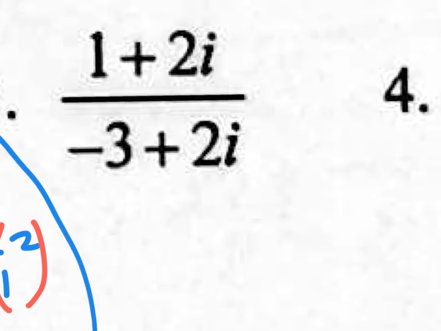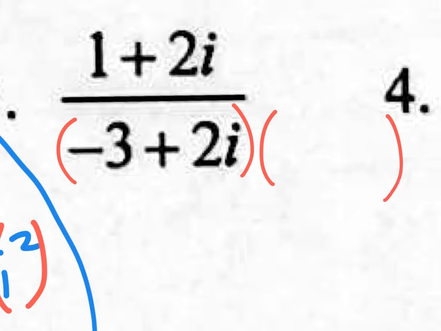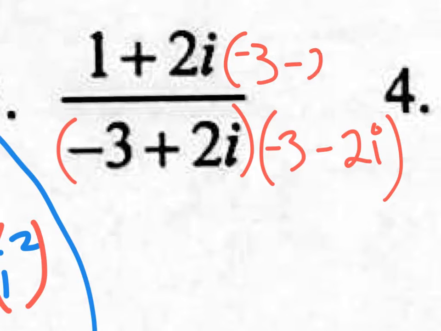I'm zooming in a lot because there's not much space. I am going to multiply this denominator by the conjugate. What's the conjugate? Minus 2i. The only thing that changes is the middle sign. You change it. So I need to also multiply the top by negative 3 minus 2i.